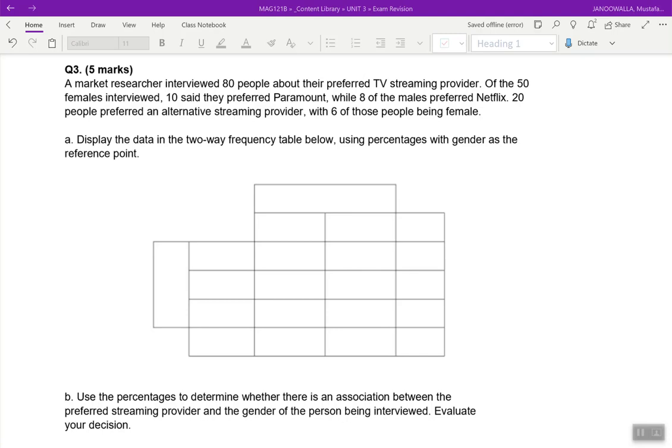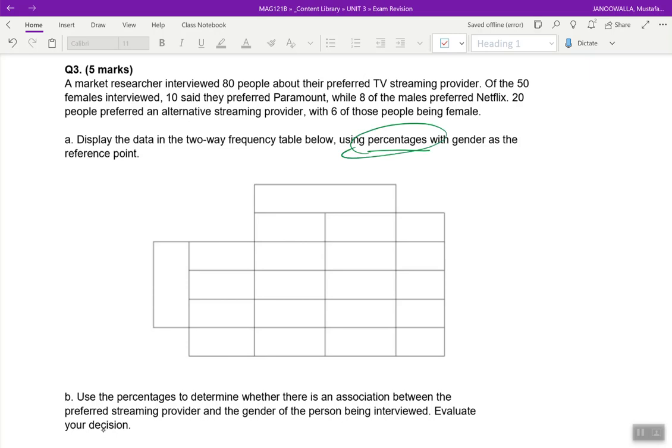So okay, we can see we're looking at gender and TV streaming provider. 20 people preferred alternates, a total of 20, with 6 of them being female. Now the question is saying, display the data in a two-way frequency table below using percentages with gender as a reference point. So straight away, very important point there.